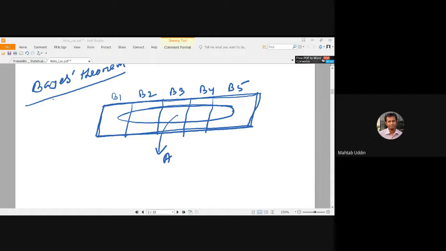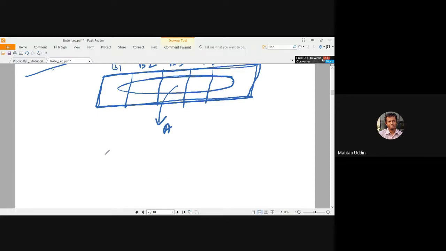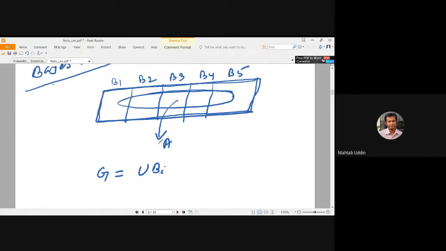Now, since you can take this, what will happen? The garden can be taken as the union of all the trees. Can you take it? Yes, sir. That is, we can take the garden as the union of Bi, that is B1, B2, B3, and so on. Union of Bi.